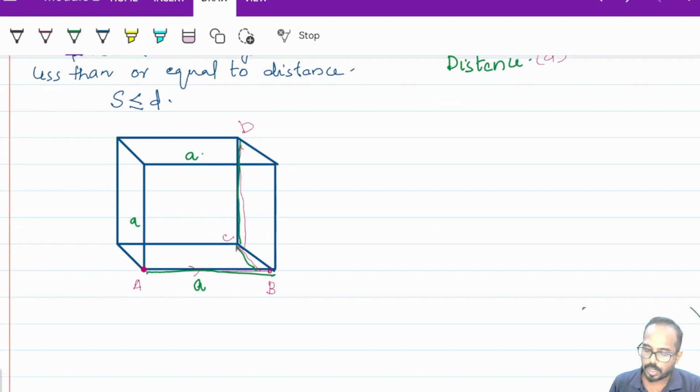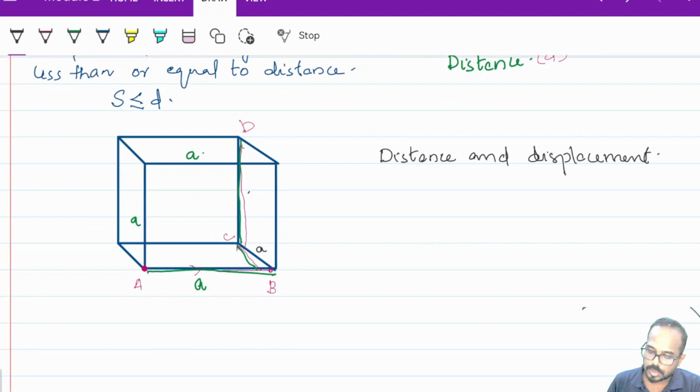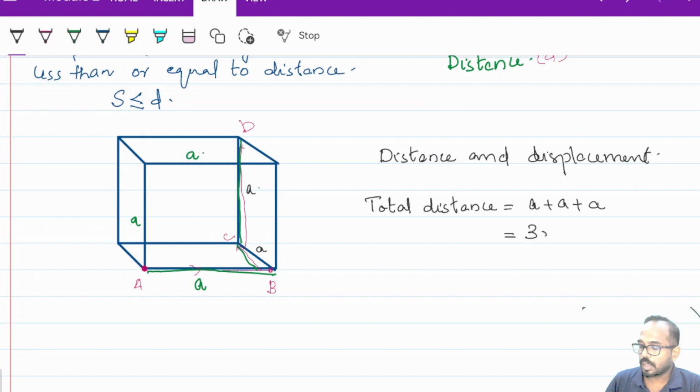Okay. You need to find out the distance and displacement. First you check from A to B. A to B, then this side is A, this side is A. All sides are equal because it's a cube. Total distance is equal to A plus A plus A, which is equal to 3 times A. Correct? That is the distance traveled.